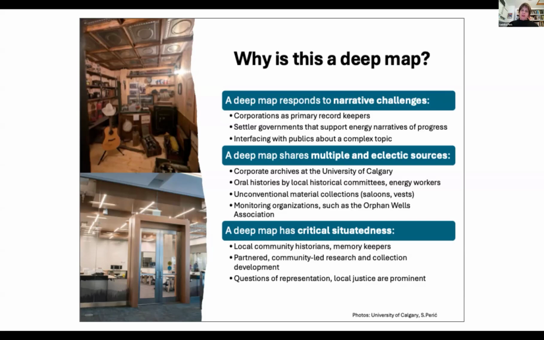And lastly, a deep map for us has really important critical situatedness. It's really connected to local community historians and memory keepers, and very much emblematic of the kind of partnered community-led research and collection development that we're really interested in. Local justice questions should be prominent in a deep map.